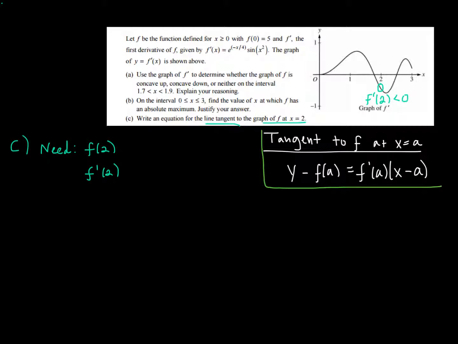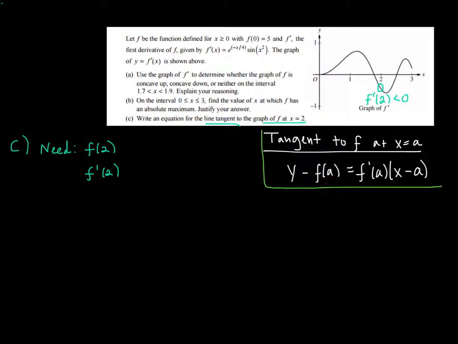All right, so for part C, I want to write an equation for the line tangent to the graph of f at x equals 2. Now notice this is the graph of f prime, but it still gives me some nice information, which is that at 2, f prime is less than 0. So at least I know that piece to make sure that I'm on the right track. Just a reminder, to find the tangent to a function f at some point x equals a, remember that means that that line intersects at that point when x equals a and has the same slope as the function f.